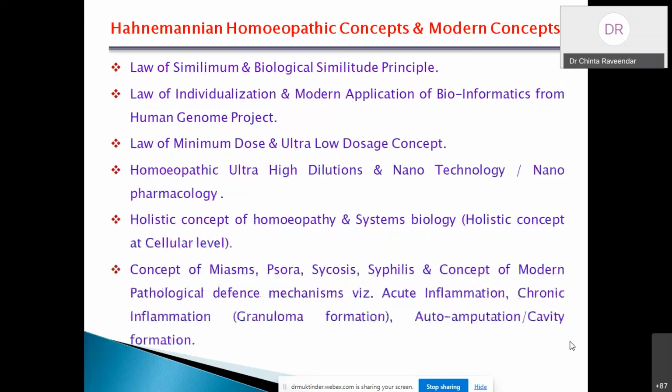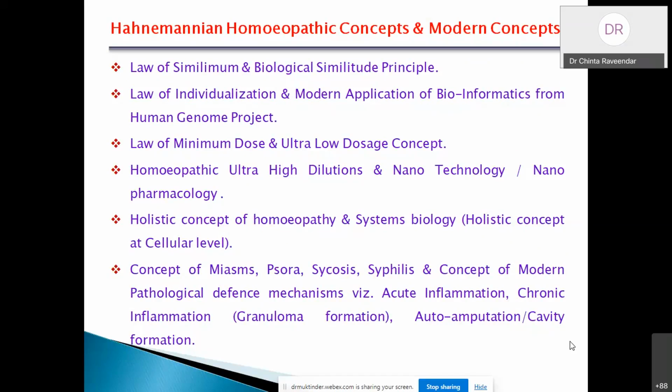Next. So now, to overview on this slide, the Hahnemannian homeopathic concept and the modern concept. The law of similars, biological similitude, we have looked into. The law of individualization and the modern application of bioinformatics from the Human Genome Project, we have looked into. The law of minimum dose, the ultra low dose concept, we have looked into. Homeopathic ultra high dilutions and nanotechnology, nanopharmacology, we have looked into.